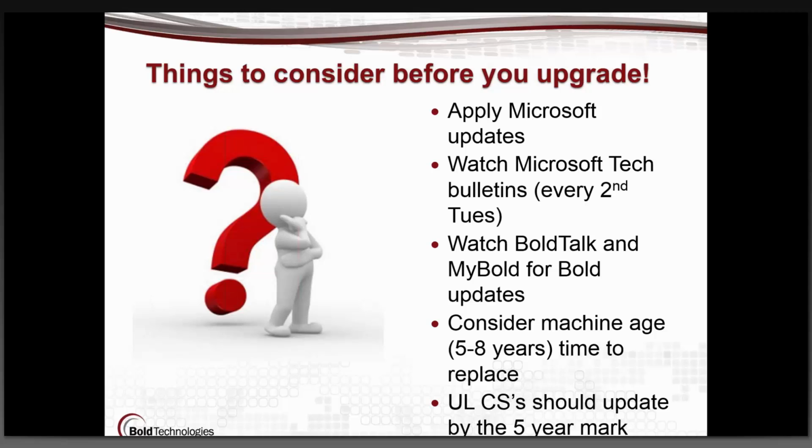Some things to consider before you upgrade. Our support department has given us a list of several things to consider prior to upgrading to the latest and greatest Manitou version. Our current version right now is Manitou 1.62. First of all, make sure before you upgrade to apply all the Microsoft updates. Also, watch the Microsoft Tech Bulletins. These are published on their website every second Tuesday of every month. It's going to have updates as it relates to their tech bulletins, security updates, and patches, things that are going to affect you and I.